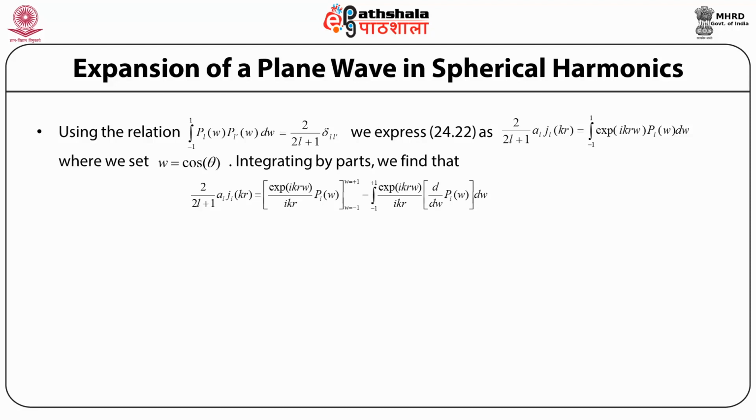Integrating by parts, we find that 2 by (2l plus 1) a_l j_l(kr) equals e^{i k r w} by (i k r) P_l(w) within the limit w equal to minus 1 to plus 1, minus integral from minus 1 to plus 1 of e^{i k r w} by (i k r) into d/dw of P_l(w) dw.